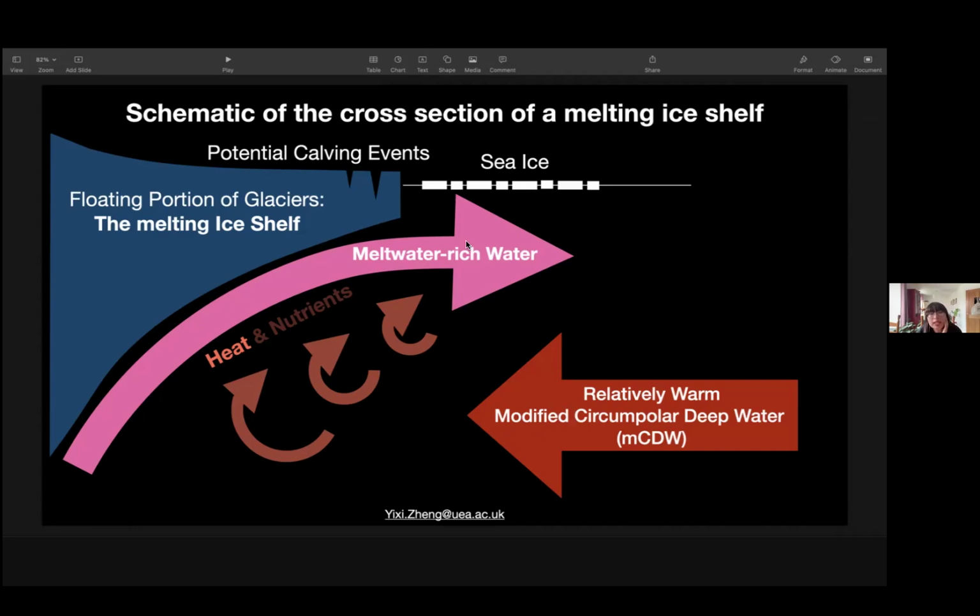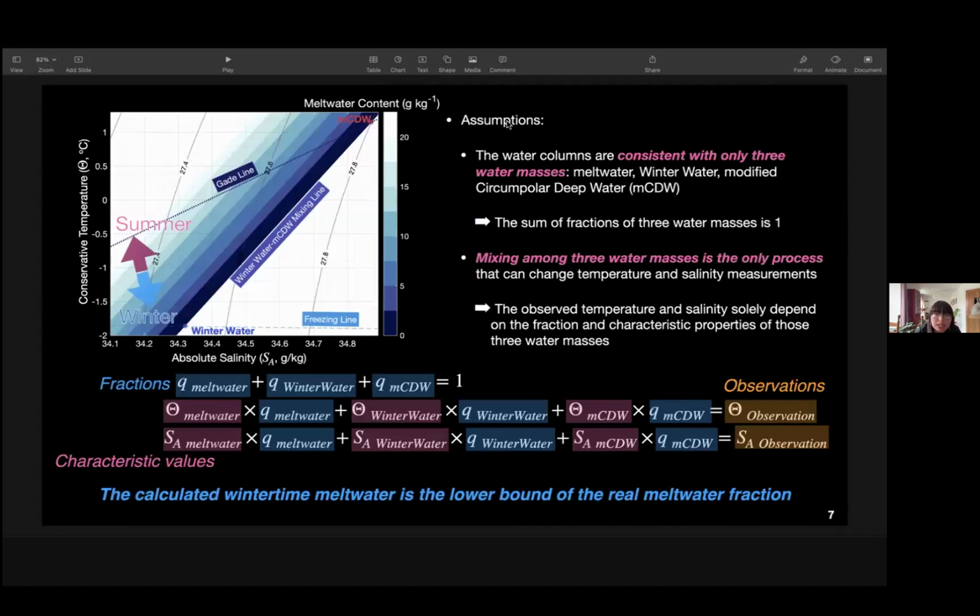And then to confirm this hypothesis, we calculated the meltwater content. To calculate the meltwater content, we made several assumptions. The first assumption is that the fractions of the meltwater, the winter water, and the modified circumpolar water are everything that is making up the water column here. So the sum of the fractions is 1. Another assumption is that the mixing among those three water masses is the only process that is changing the temperature and salinity of our measurements.